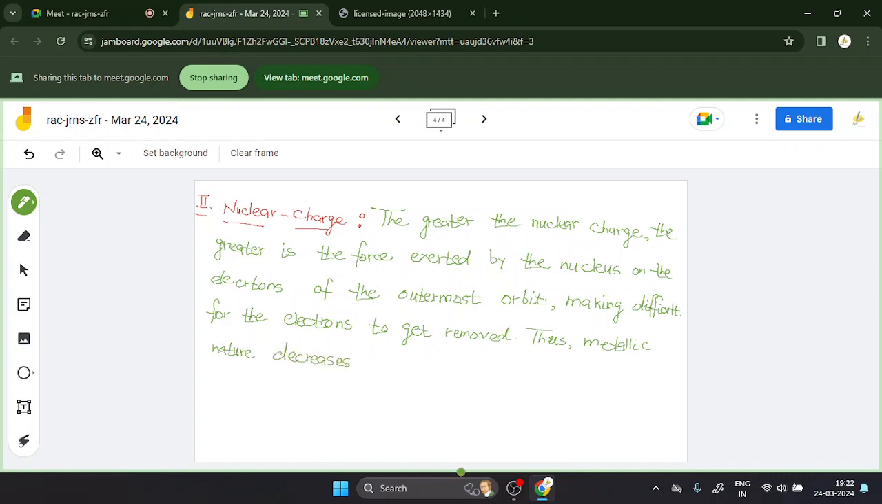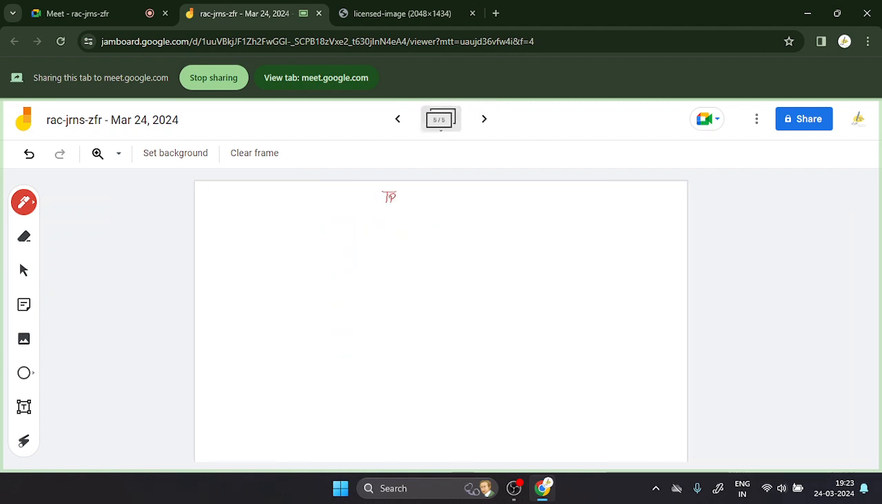Now what will happen when we go down the group and along the period? So now this is our second heading: trends in metallic character in a periodic table. Clear?